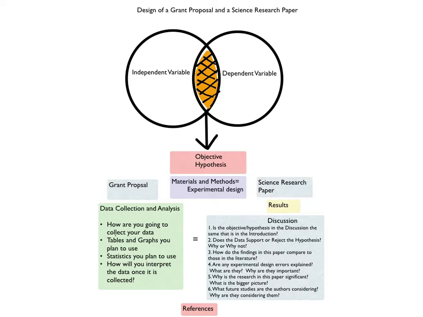Is the objective and hypothesis in the discussion of the paper the same as in the introduction? Does the data support or reject the hypothesis? Why or why not? How do the findings in this paper compare to those in the literature? Are there any experimental design errors explained? You should also talk about what are the limitations of your study. What are they? Why are they important?